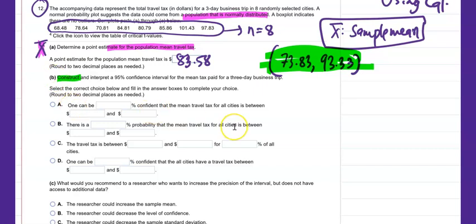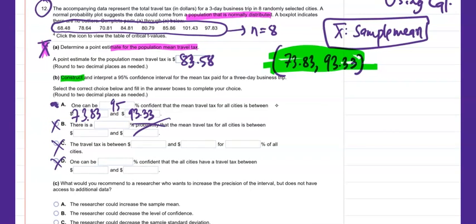So again, you check the answer. This is not correct. This is also not correct. This is also not correct. So A is the right choice here. One can be 95% confident that the mean travel tax for all cities is between this lower bound 73.83 and upper bound 93.33. That's the answer for part B.